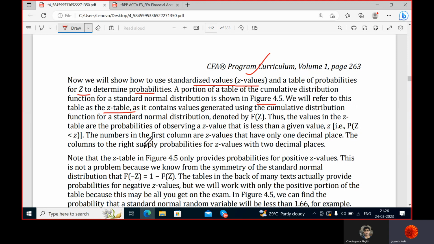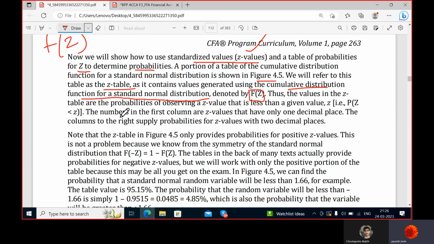So that table which is given to us, which takes the cumulative distribution function, is called the Z table. It contains values generated from the cumulative distribution function for the standard normal distribution, denoted by F of z. You already know that when we use this, we refer to the cumulative distribution function, correct? That means it takes all the data, the past data as well, correct? Thus the values in the Z table are probabilities of observing a Z value that is less than a given value. That means the probability of Z being less than something, okay?